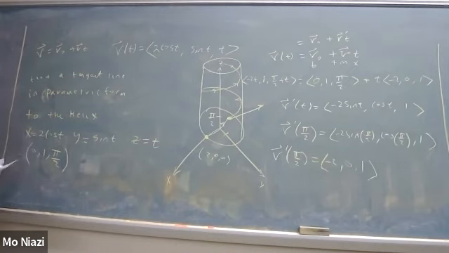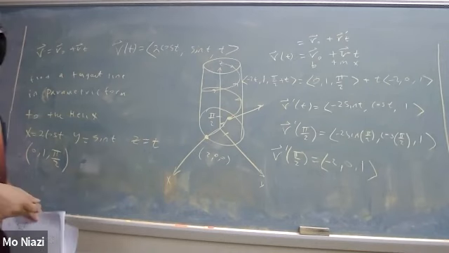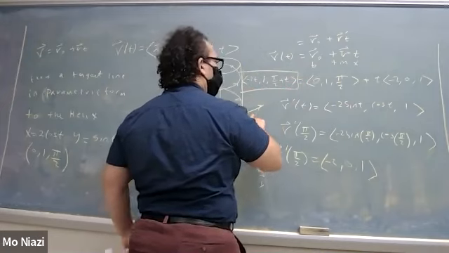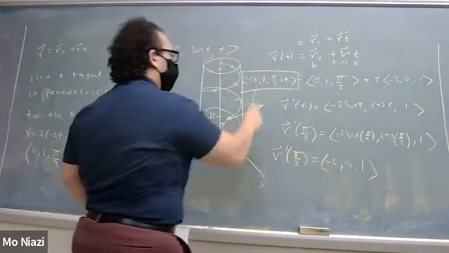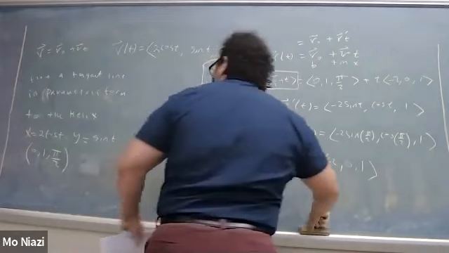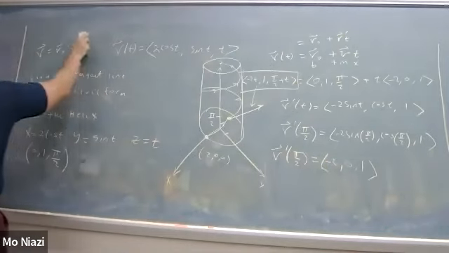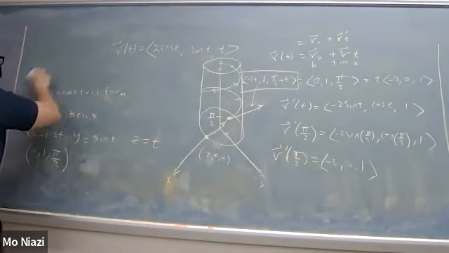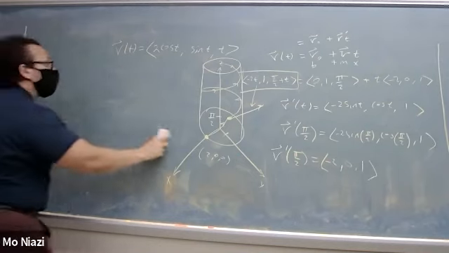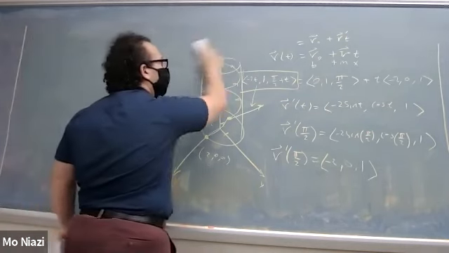So now we have a parametric equation for this vector right here. That's this vector right here. But we wanted the tangent line. And we got it. We wanted the tangent line and we got it.